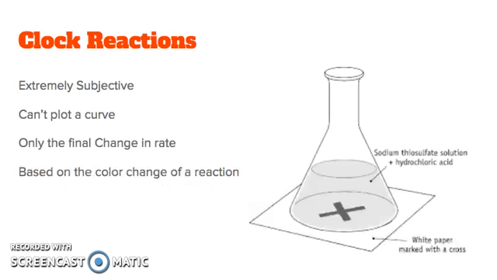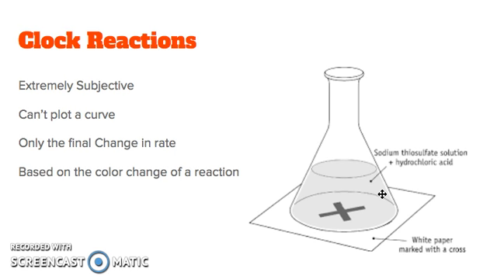And finally, the last way that you can measure the rate of a reaction is the clock reaction. This is extremely subjective because how you do it is that you put an X marked on a paper under the substance, and this reaction must change color. And as it changes color, the X will disappear. And once the X disappears, you know that the reaction is complete.